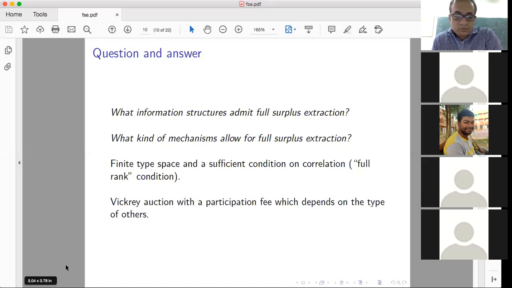Sir, where does the infinite type space go wrong in this analysis? You will see. I'll make comments towards the end, but the analysis is much more complex with an infinite type space.